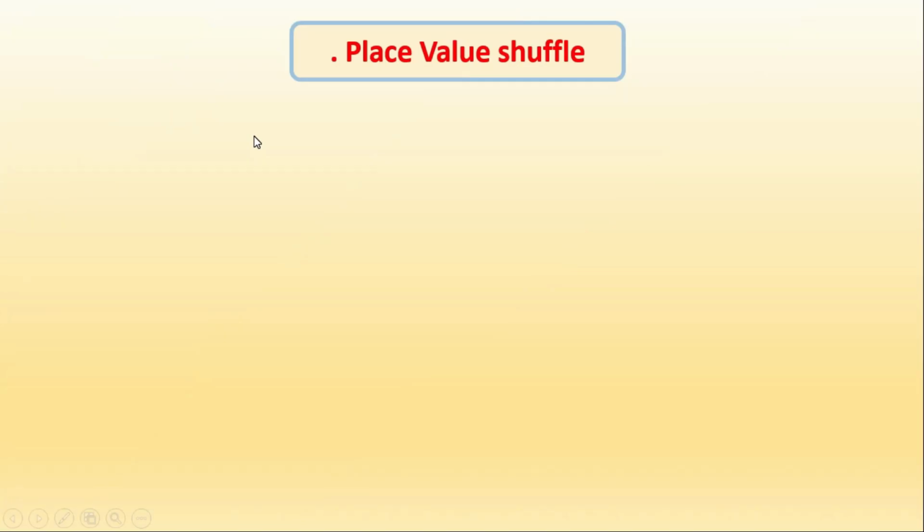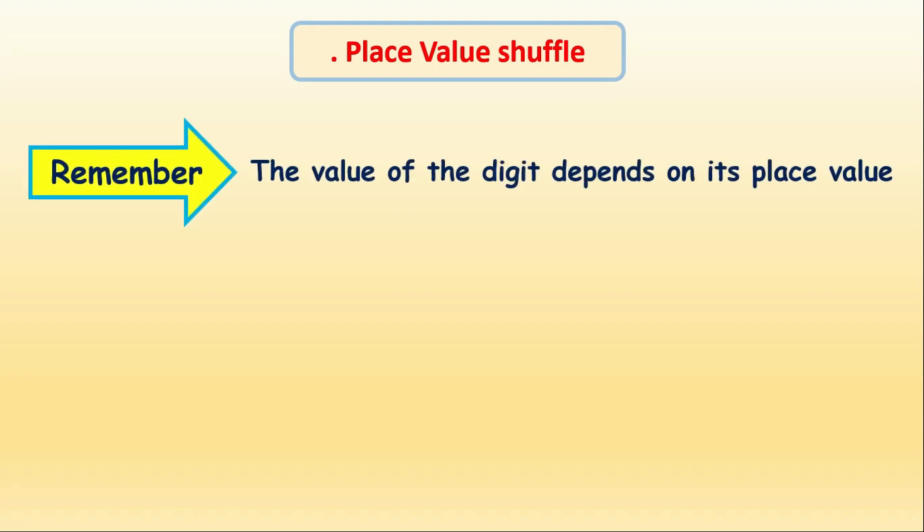So now let's show that place value shuffle, like changing place value that we have studied before. Can you remember? Let's remember changing place value. You know that the value of the digit depends on its place value. What does it mean? It means by changing the place value of any digit, the value changes.